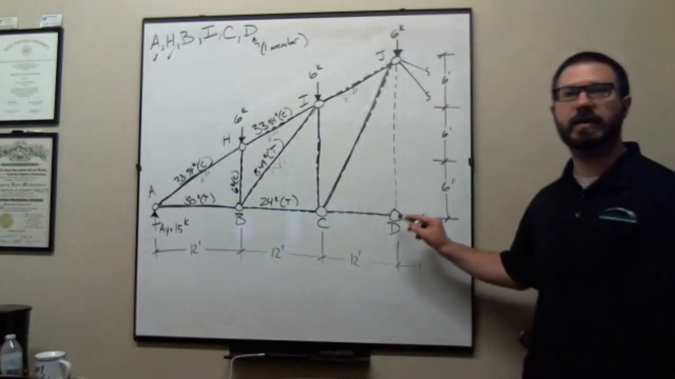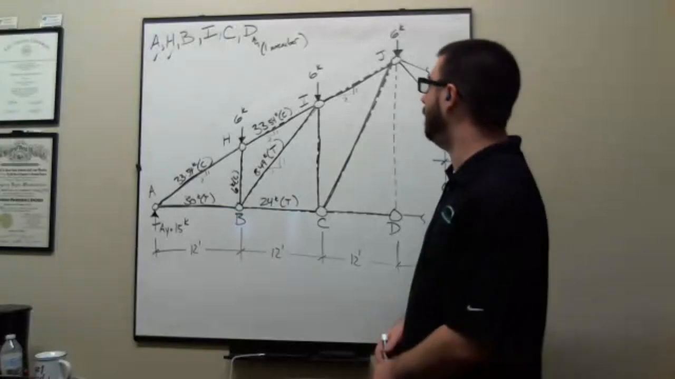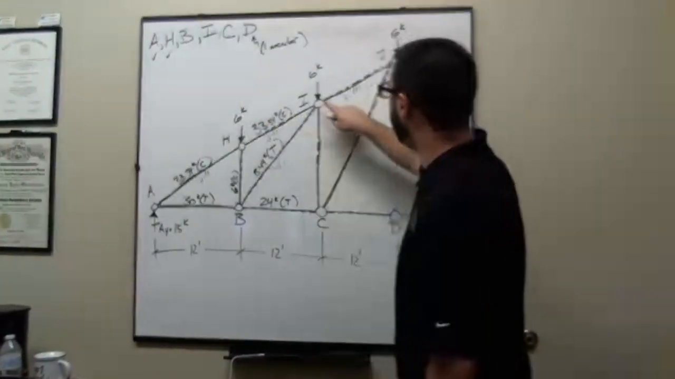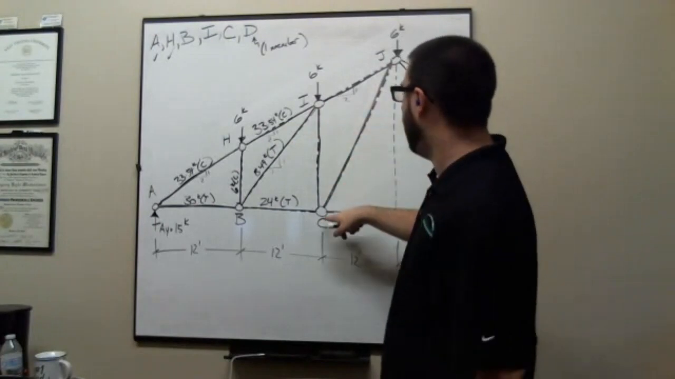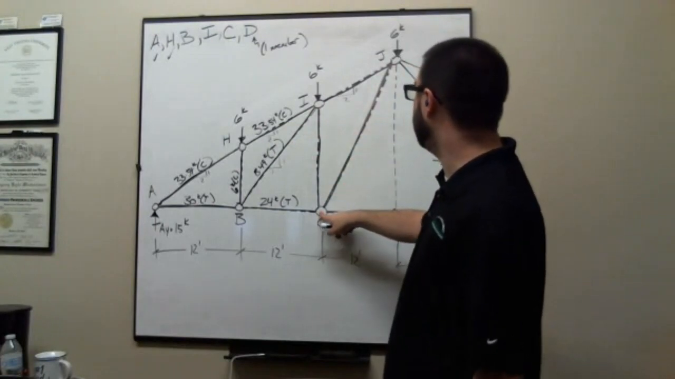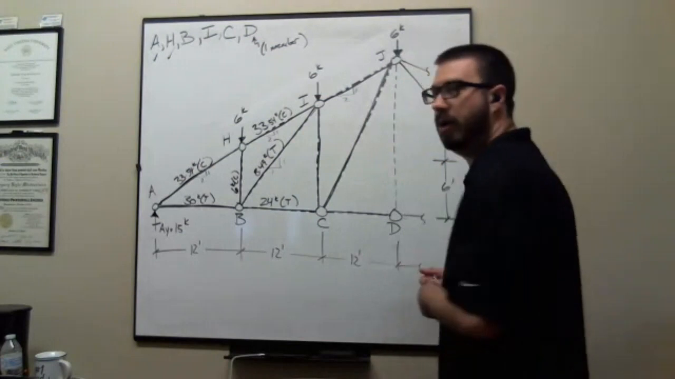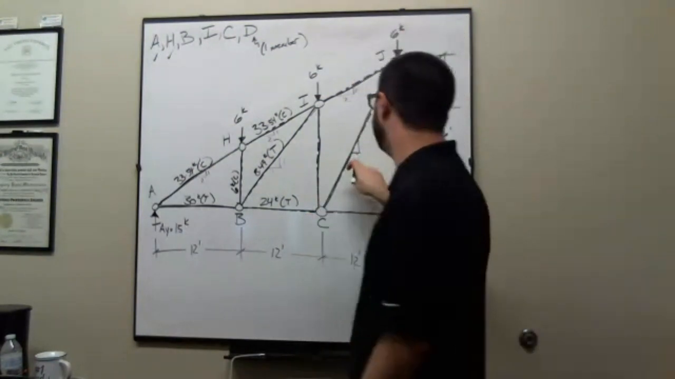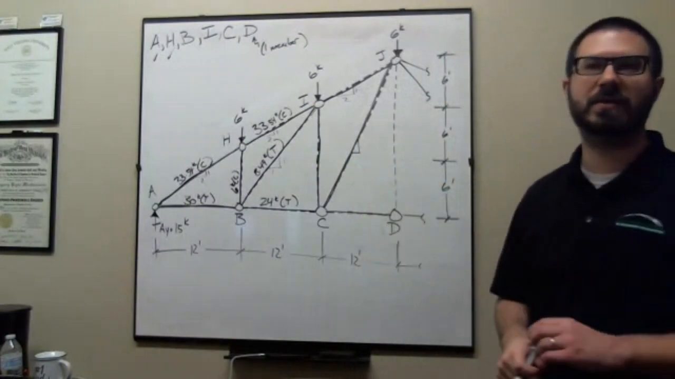So here's Joint D. So remember what's going to happen, okay? So where were we going to go next? We were going to solve Joint I, which will give us this member and this member, and then we're going to solve Joint C, which will give us this member and this member. Tell you what, before we look at Joint D, let's go ahead and answer this question. Can anybody tell me what ratio of this member is going to be?